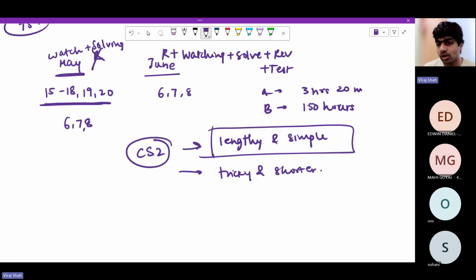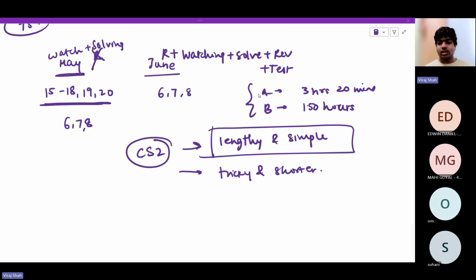I hope you know about this. I am not going into these basic nitty-gritties because you have already given at least two papers before coming to CS2. I'm trying to talk about new things so that you get the most out of it. So this attempt was lengthy and simple.